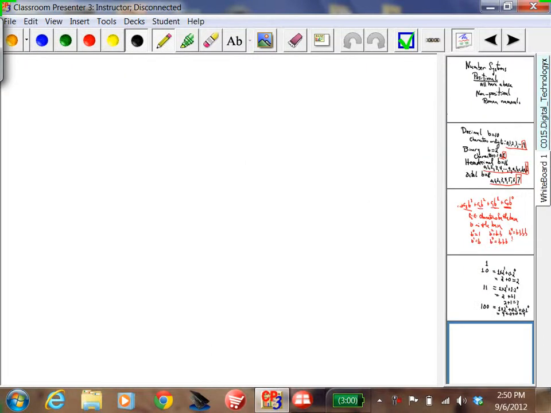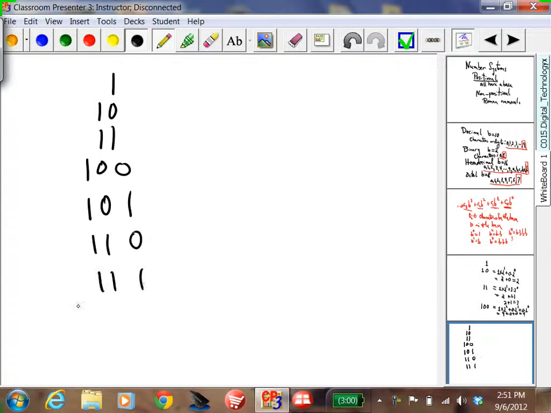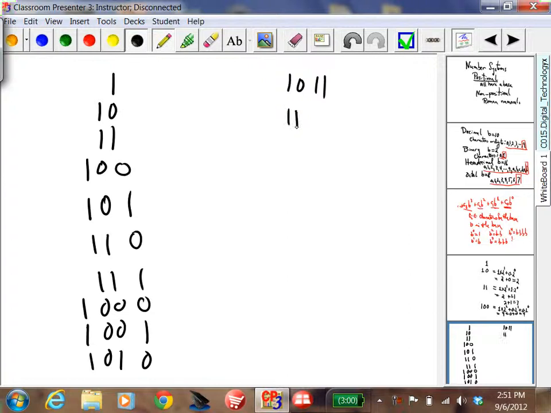So we can count in binary. This is 1. This is 2. This is 3. 4. 5. 6. 7. This is 8. 9. 10. 11. 12. 13. 14. 15. 16.